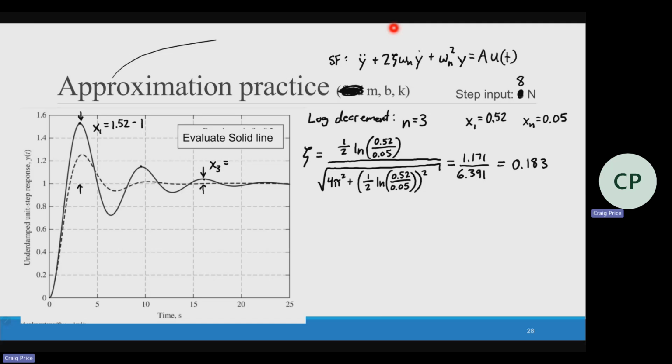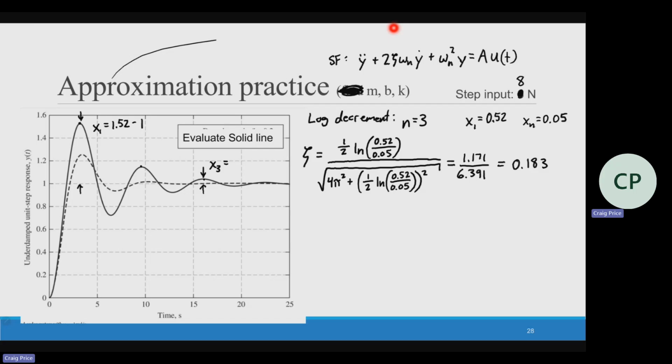Real quick check. Does that make sense for a damping ratio? Yeah, it does. We definitely know it's underdamped. It should be less than 1. We do see a pretty sizable peak, so this does make sense. If you get a negative value, that also is an indication you did something wrong. So if it's below 1, you should be good to go. The higher the peaks are, the smaller the damping ratio is going to be.